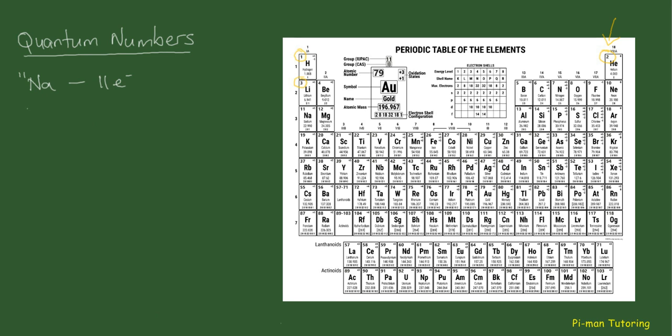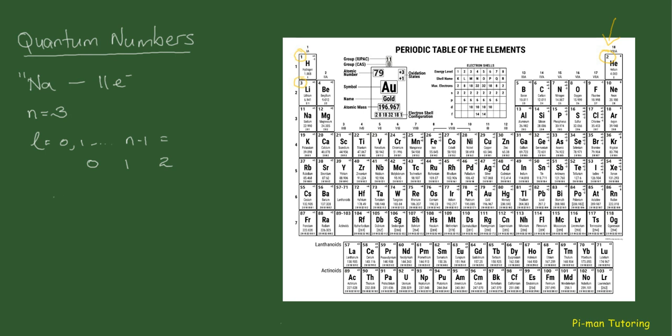We know that sodium is in period 3, so we know that N is equal to 3. Since we have a value of 3 for N, what values of L are we allowed? Well, if you remember, L is allowed to be 0, 1, all the way up to N minus 1. And that means that our L values can be 0, 1, or 2 in the case of sodium.